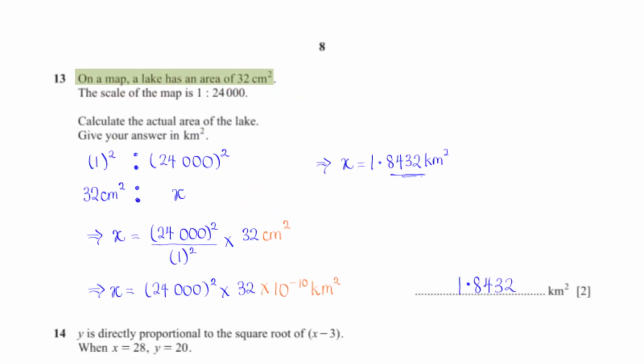On a map, a lake has an area of 32 centimeters squared. The scale of the map is 1:24,000. Calculate the actual area of the lake. Give your answer in kilometers squared.